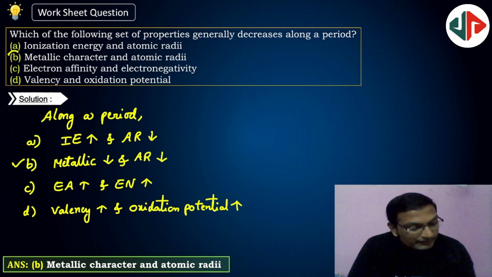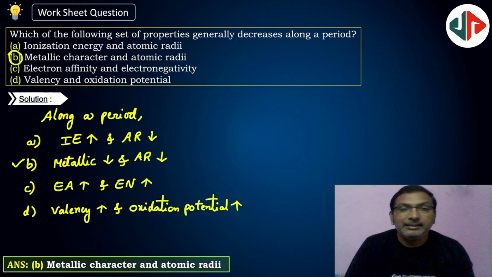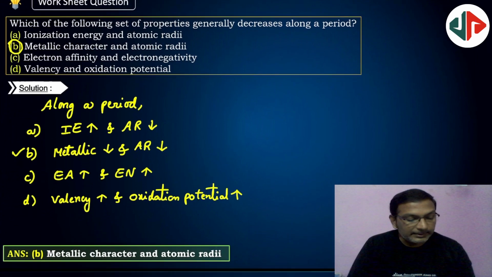Therefore, option B, metallic nature and atomic radius decrease along a period. This question is related to periodic properties. Next one.